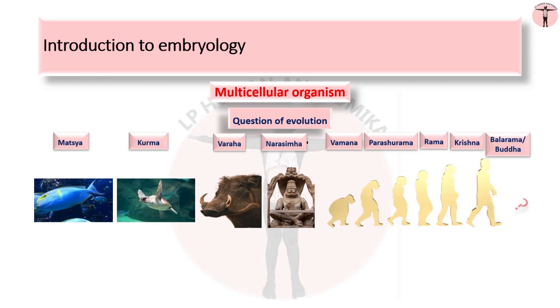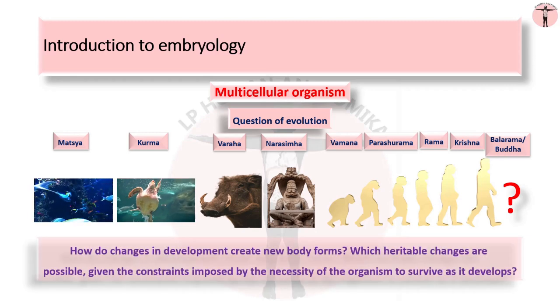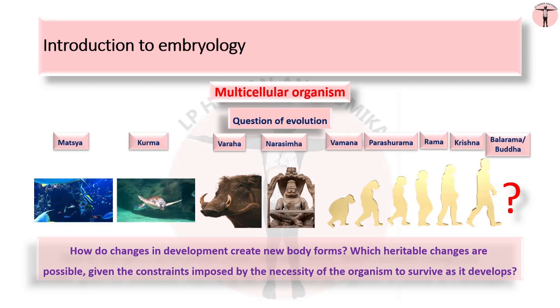The 10th form, Kalki, which still has not happened, may be the evolution of AI man, which we do not know. Can be anything. Now we have come to an era where AI is ruling us. So the question is, how do changes in development create new body forms? Which heritable changes are possible given the constraints imposed by the necessity of the organism to survive as it develops?